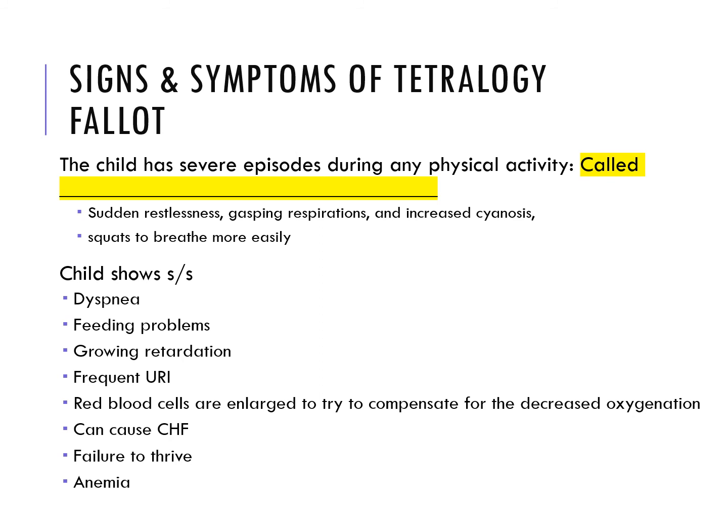The child shows signs and symptoms of dyspnea, feeding problems, growth retardation, frequent upper respiratory infections. Red blood cells enlarge to try to compensate for the decreased oxygenation. This can cause congestive heart failure, failure to thrive, and anemia.